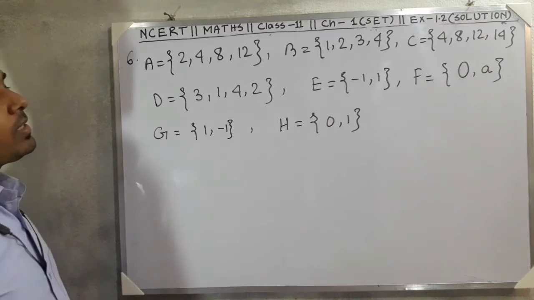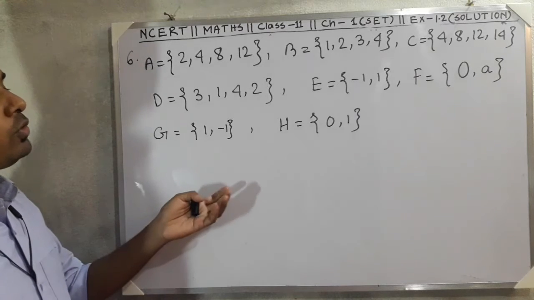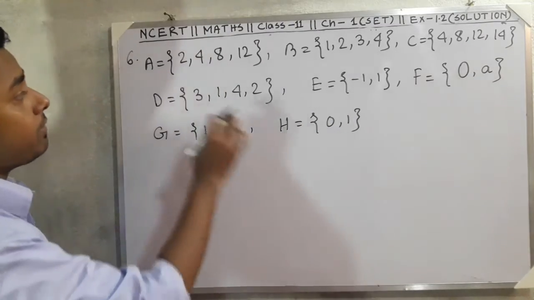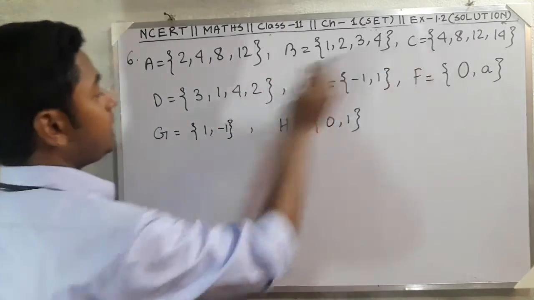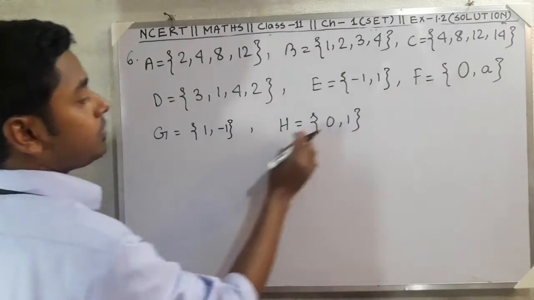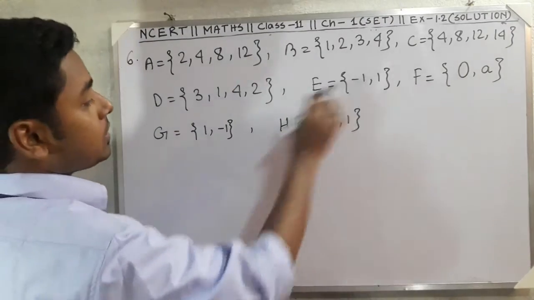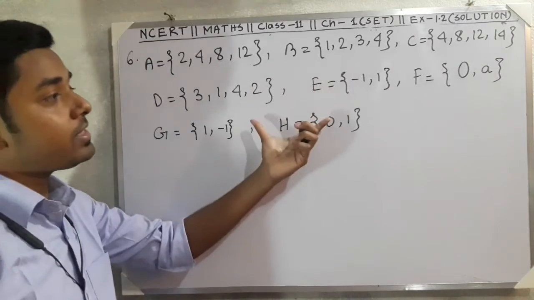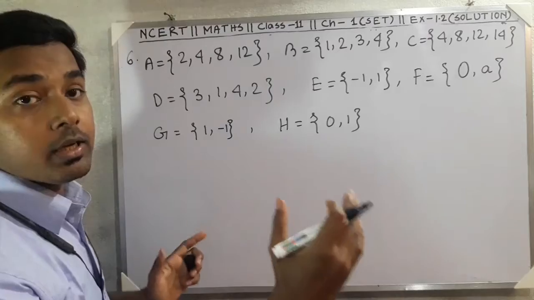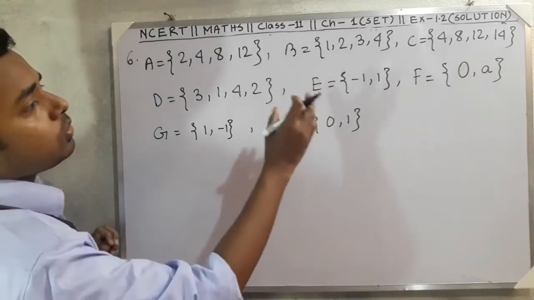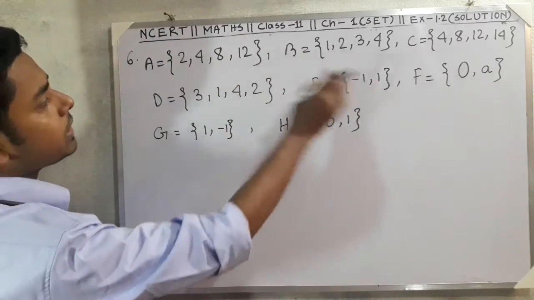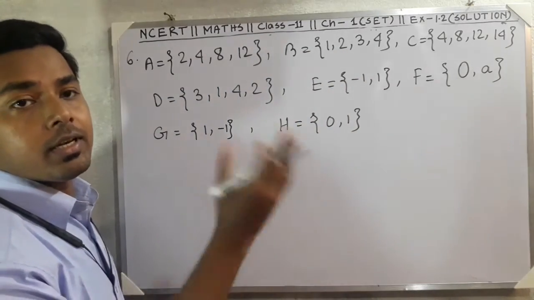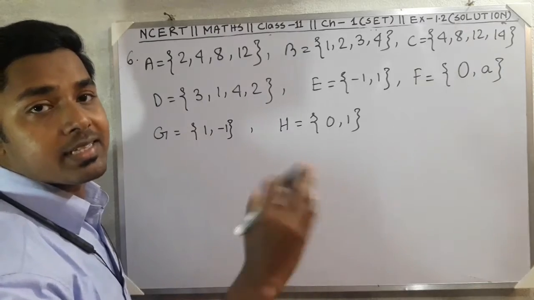Here in question number 6, what do I have to do? We have to find out the equal sets from here. We are given sets A, B, C, D, E, F, G, H. We are given 8 sets, and from these 8 sets we have to find the equal sets. So what do we have to do? We just have to compare the elements. We have to check where the sets have exactly the same elements.